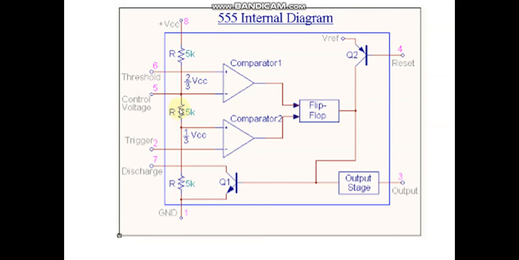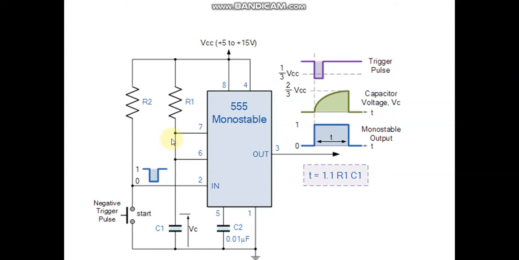At this point, the capacitor charges to the higher value, 2 by 3 VCC. Comparator 1 gets initiated, the output goes high and resets the flip-flop back to its original state, which turns on the transistor and discharges the capacitor to ground through pin number 7. So you have the monostable circuit that triggers on a negative going pulse applied to pin number 2 here.